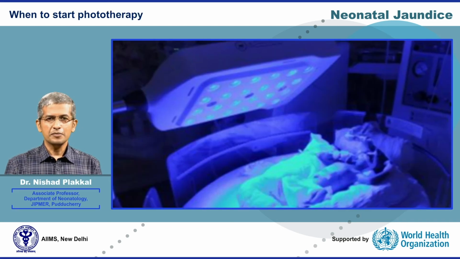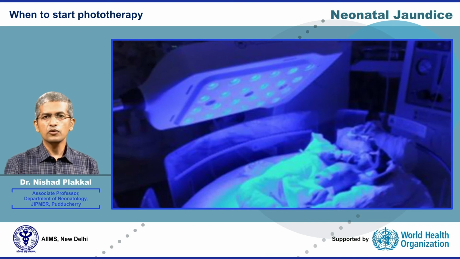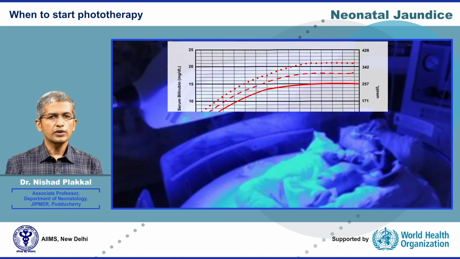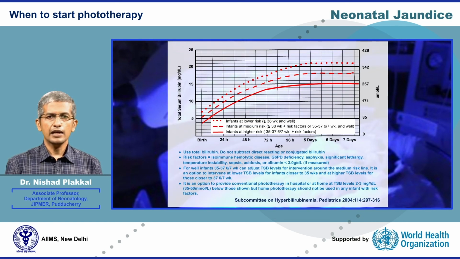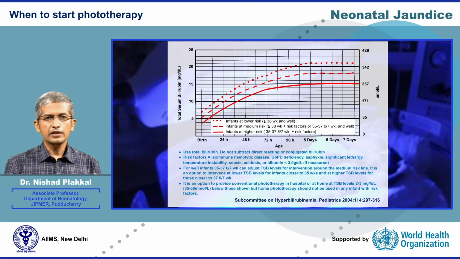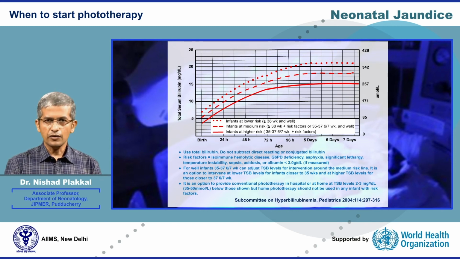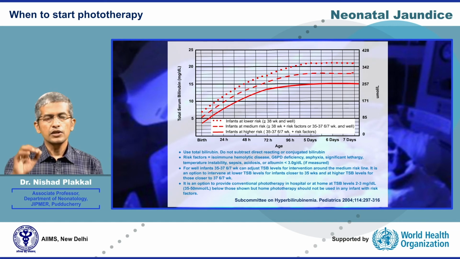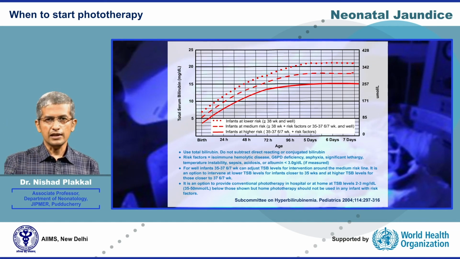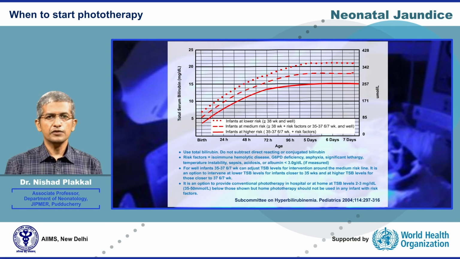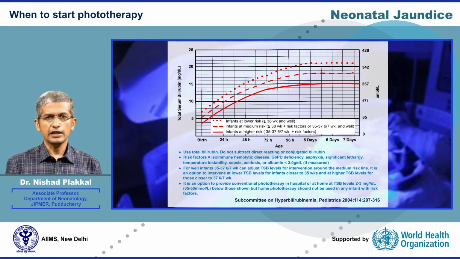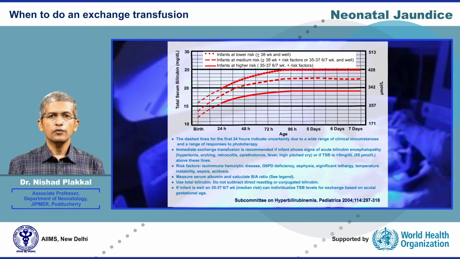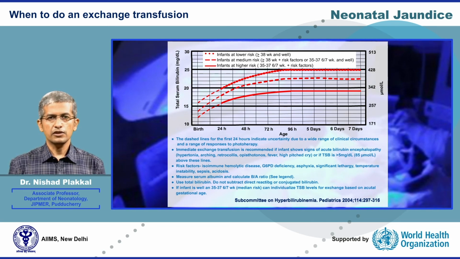The commonest method of treating babies with jaundice is with blue light phototherapy. To decide whether phototherapy should be started or not, you can use this chart from the American Academy of Pediatrics. So depending on the baby's gestational age, the hour of life at which the test was done, and the presence or absence of risk factors, we will plot the bilirubin on this chart, and if it is above the cutoff for phototherapy, we will initiate phototherapy. A similar chart from the American Academy of Pediatrics is available for exchange transfusion also.